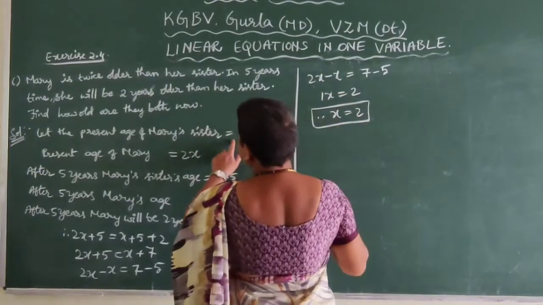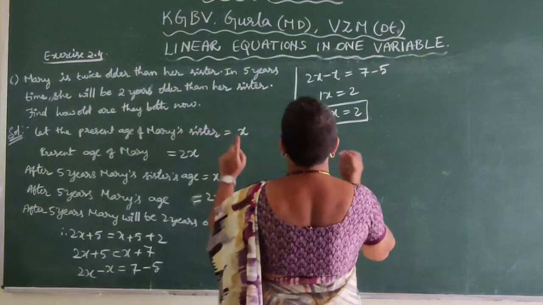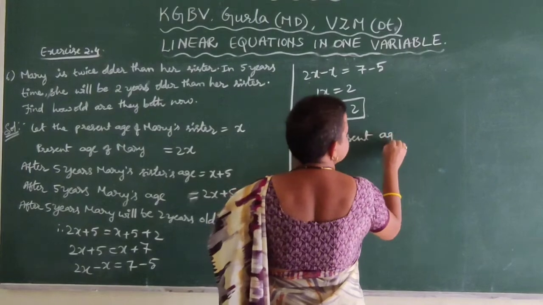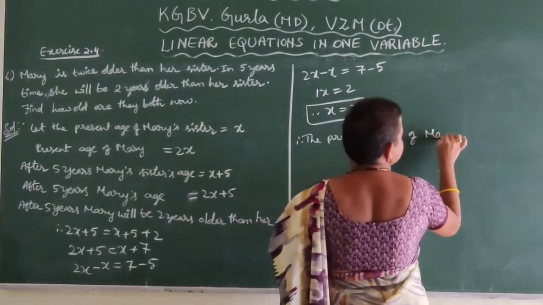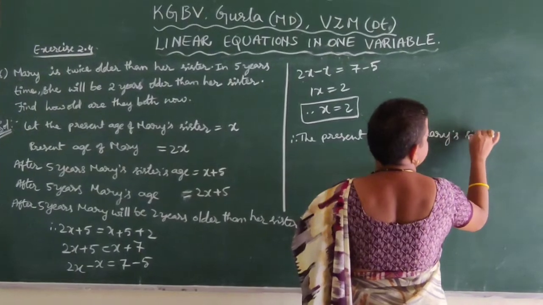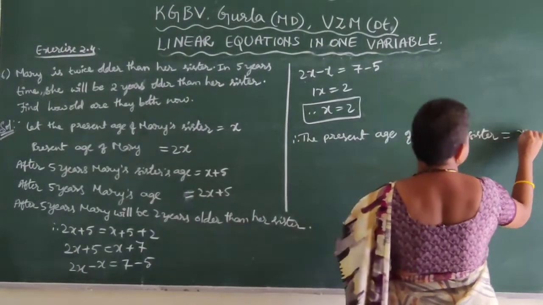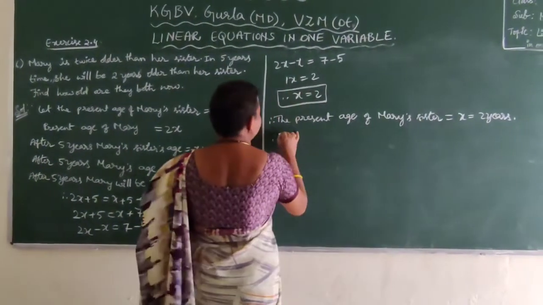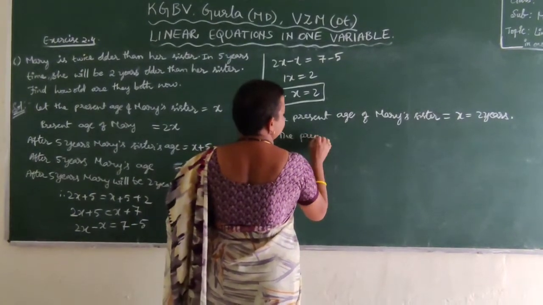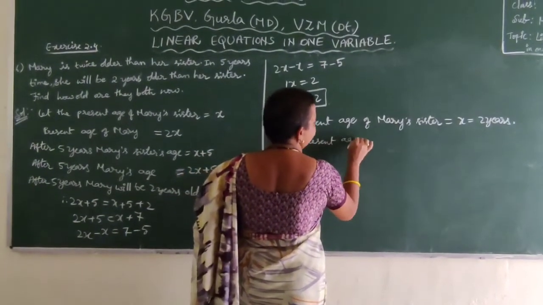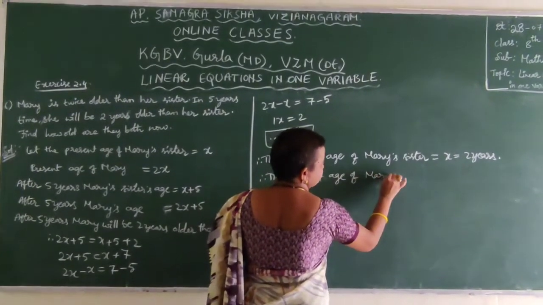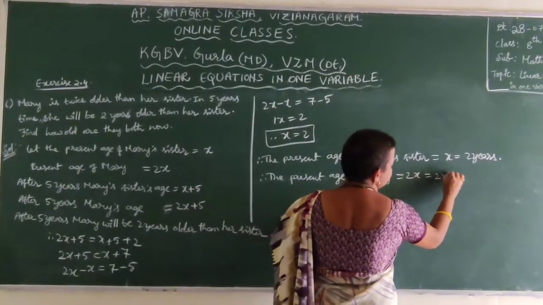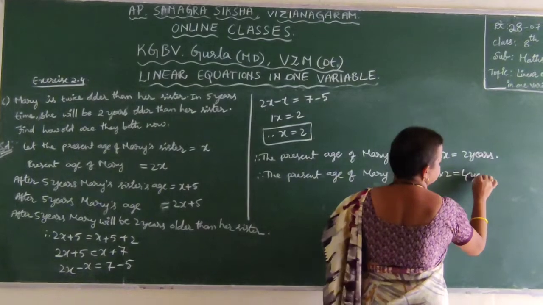So x means the present age of Mary's sister. Therefore the present age of Mary's sister is x, which is equal to 2 years. So the present age of Mary is equal to 2x, that means 2 times x. 2 into 2 is equal to 4 years.